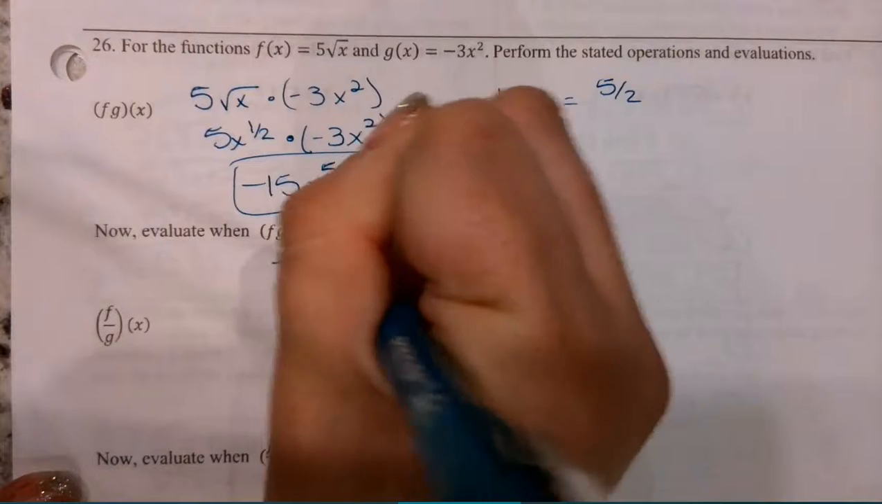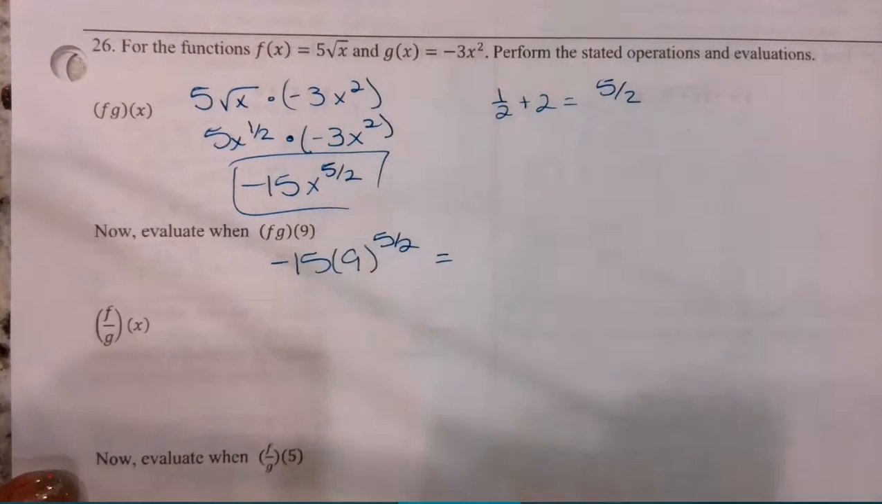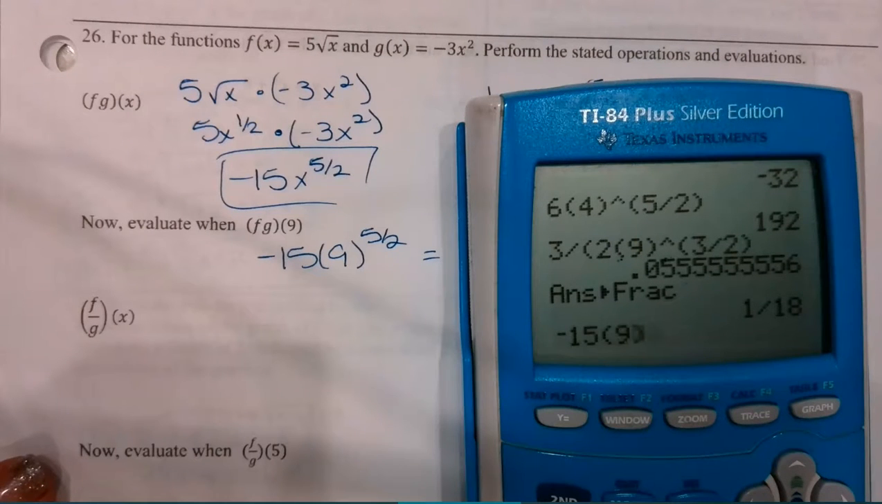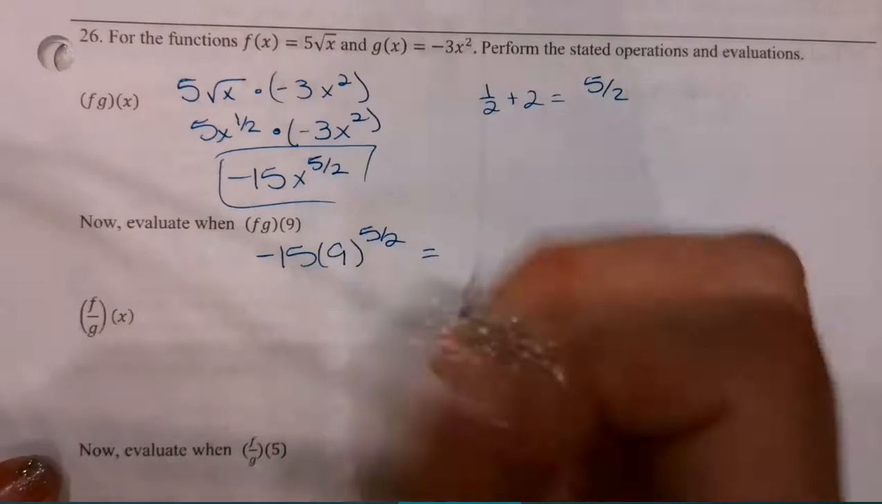Okay, second part, I plug in 9. Type this in my calculator. I'm going to have negative 15 times 9 to the 5/2, which gives me a negative 3,645.